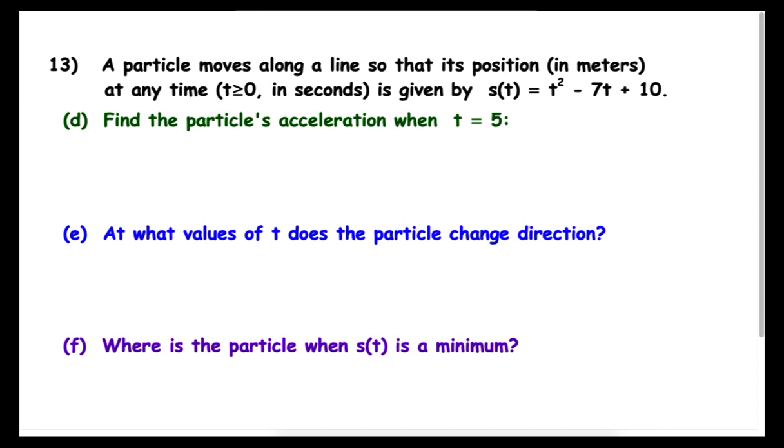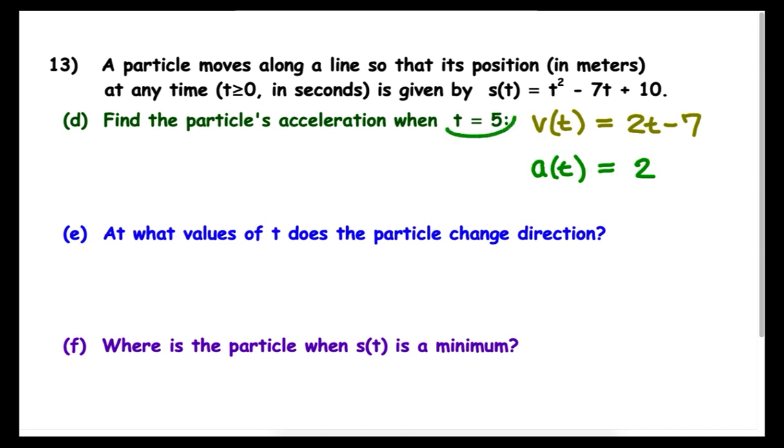Find the particle's acceleration when time equals 5. Well, acceleration is the second derivative. Remember, we had the first derivative already. That was velocity. So the acceleration would just be the next derivative, second derivative. The derivative of 2t, of course, is 2. Minus 7 is a constant. So the acceleration is 2.